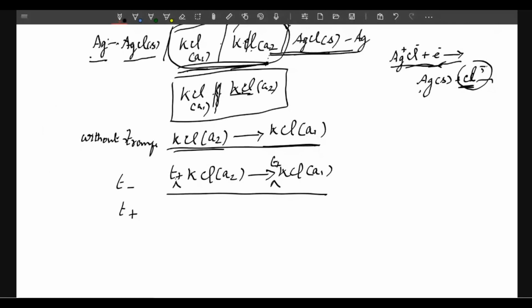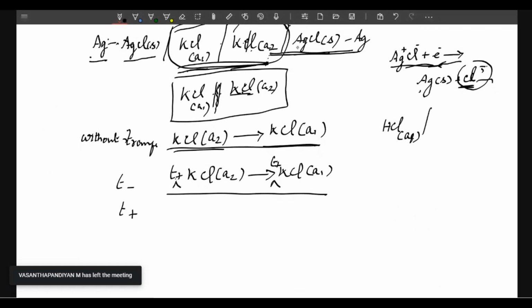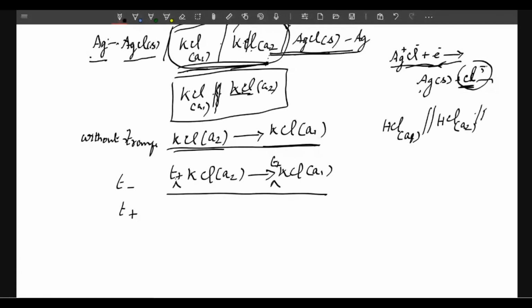There is another concentration cell, say for example, take HCl activity 1 and HCl activity 2. And here hydrogen gas is passed. Here also hydrogen gas is passed.